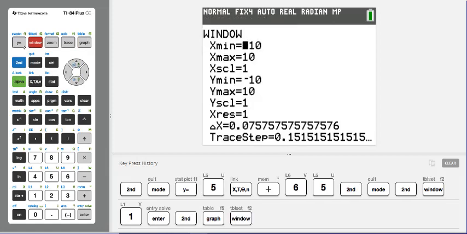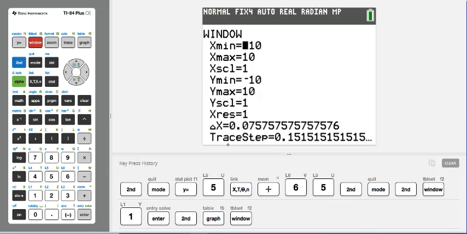And it has X max and X min, right? And then the XSCL means X scale. How do I want my little dashes to go up by? You can leave them at 1. You can put them at 2. Doesn't really matter. You can make it whatever you want it to be. But those little tick marks will be that value or incrementing by that value. You have Y min and Y max and Y scale. I do not touch XRES or the change or trace step. I don't do that, okay?